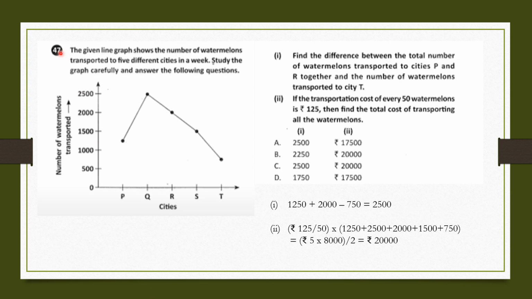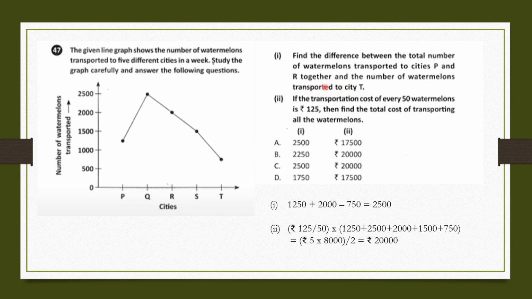Question number 47. The given line graph shows the number of watermelons transported to 5 different cities in a week. Study the graph carefully and answer the following questions. First, find the difference between the total number of watermelons transported to cities P and R together and the number of watermelons transported to city T.